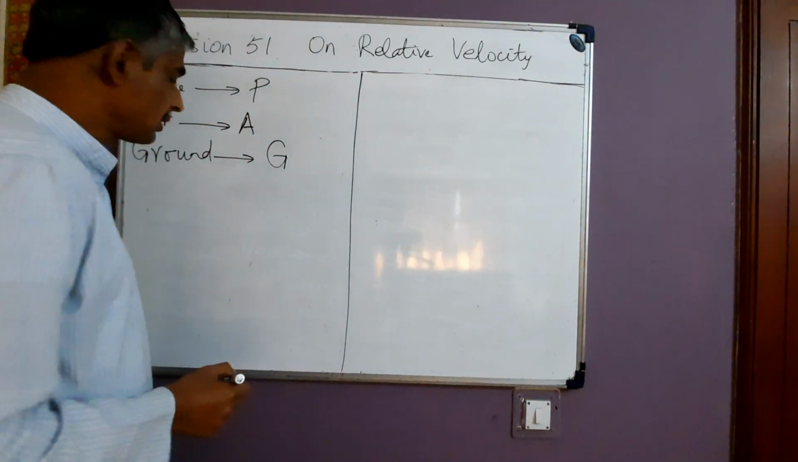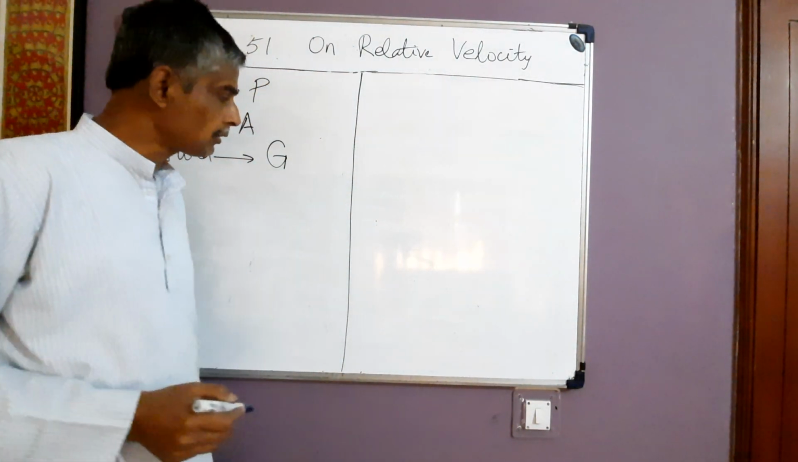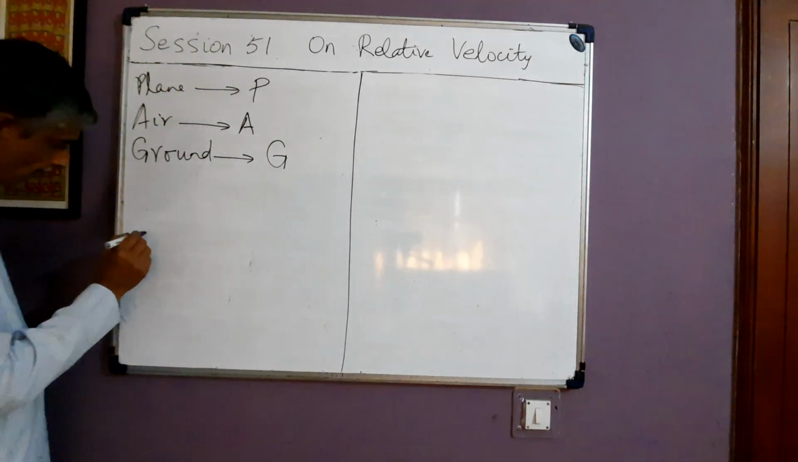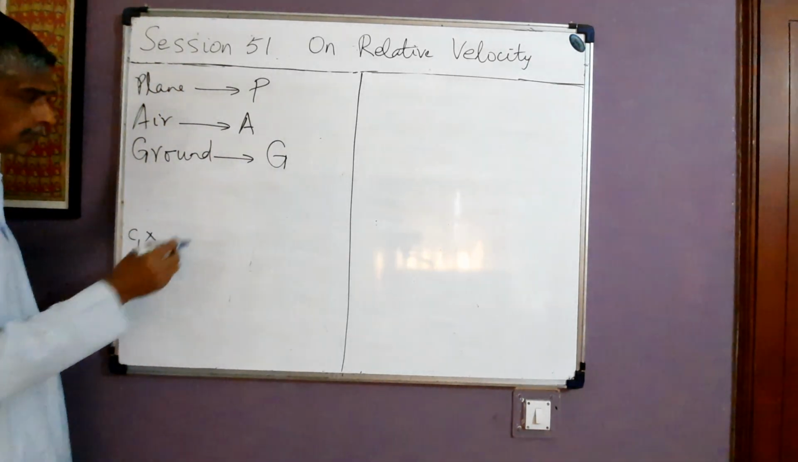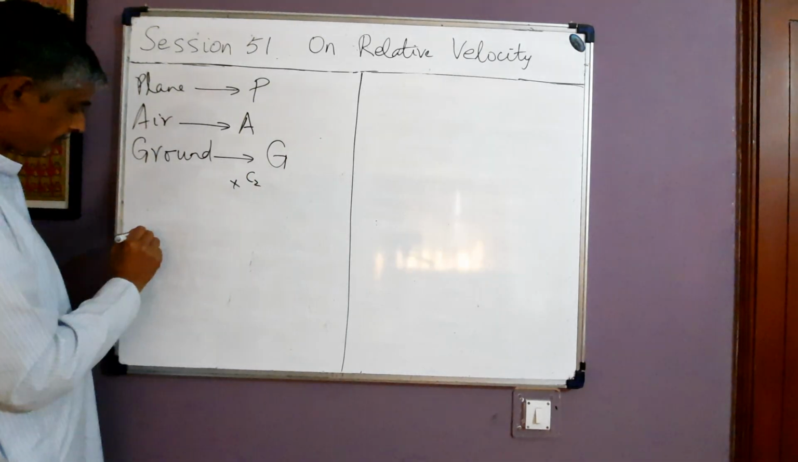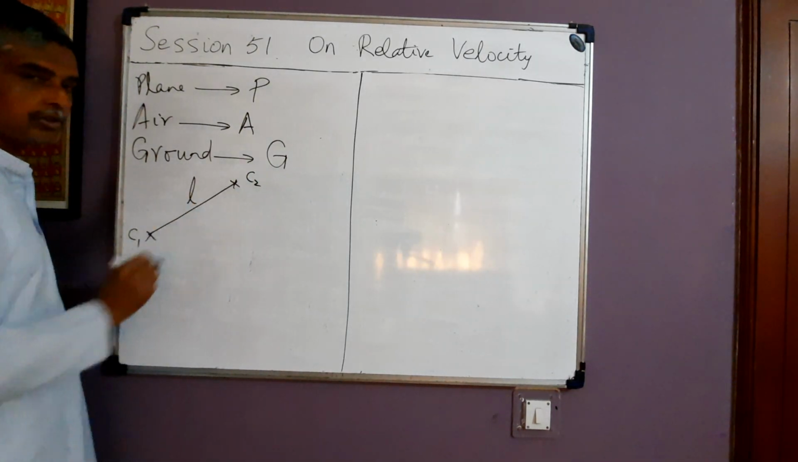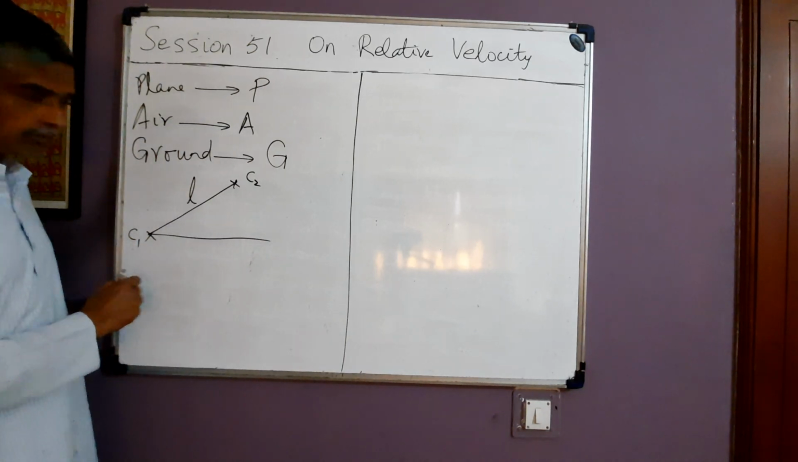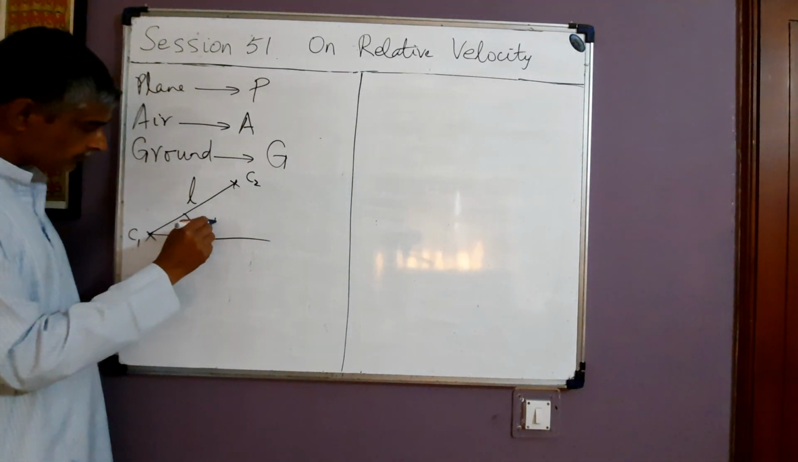Now the plane flies from C1 to C2 and then back to C1. So first we draw the diagram in the top view. This is C1, this is C2. L is the distance between these two cities. C2 is 60 degree north of east with respect to C1, so this angle is 60 degree.